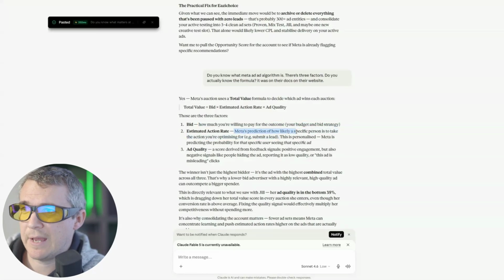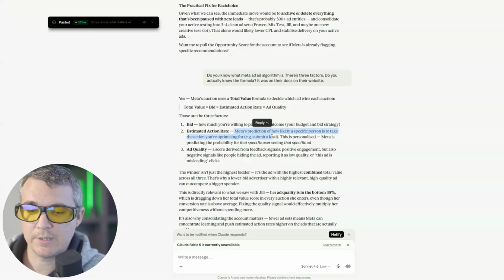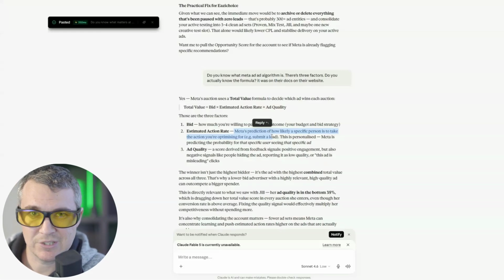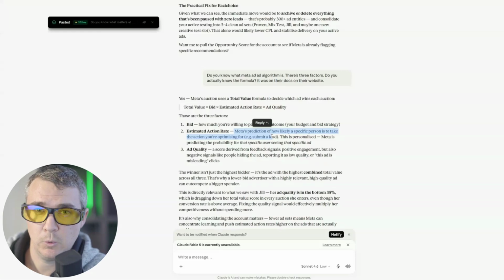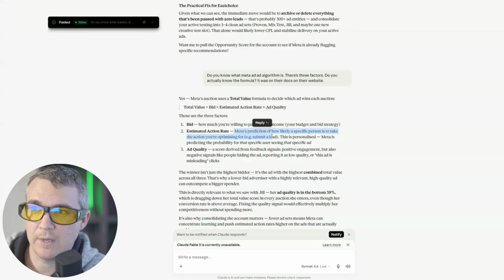So the estimated action rate is Meta's prediction of how likely a specific person will take the action you're promising for whatever goal it is, right? It happens when you publish your ad on every single ad account. Depending on the conversion objective that you picked, probably leads or probably sales, it is going to look at the historical data of your ad account. That historical data looks at the click-through rate to conversion rate and uses that as the estimated action rate when your ad enters the auction.